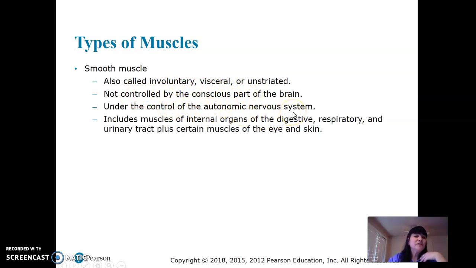We haven't gotten into the nervous system yet, but auto means self, autonomic. So that's part of the nervous system that just works on its own. So you're not consciously thinking of making this happen. Like, think of your heart rate, think of respiration. Yes, you can consciously control it, but all day you're breathing, right? And you're not thinking about that. So that's under the autonomic nervous system. So it includes muscles of the internal organs, digestive, respiratory, urinary, plus muscles of the eye and the skin. So you're not thinking about that stuff.